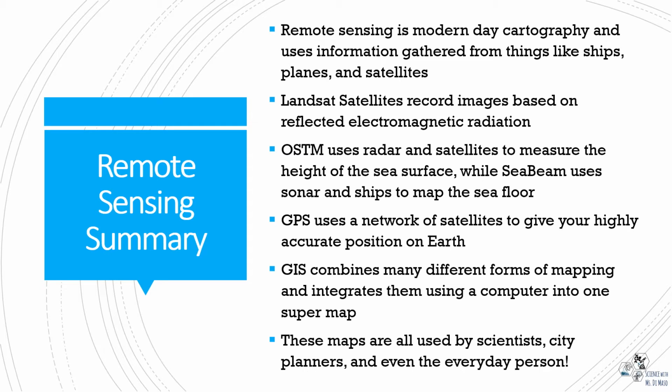OSTM used radar and satellites to measure the height of the sea surface, while the C-beam used sonar from ships to map the sea floor. GPS used a network of tons of satellites to give you a very accurate position on the Earth. And GIS is going to be the future of mapping. It combines all the different types of maps into one, and a computer integrates it into one seamless map that can update in real time. So these maps are all used by scientists, city planners, and even the everyday person.